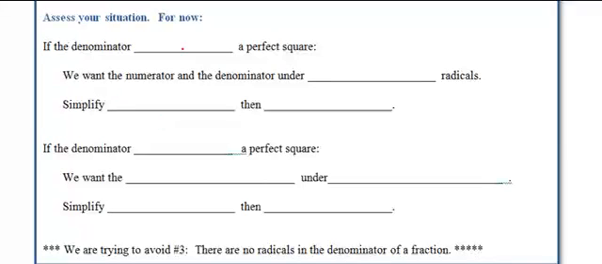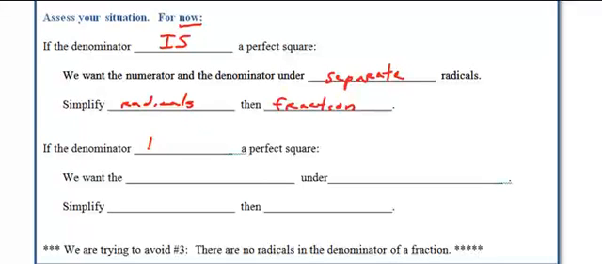So here's what we're going to do. If the denominator is a perfect square, then we want the numerator and denominator under separate radicals. In other words, we're going to break them apart and put them in their own radicals. We are going to simplify our radicals, and then we're going to simplify our fraction. This is for now. Later, we are going to learn how to deal with a radical in the denominator.